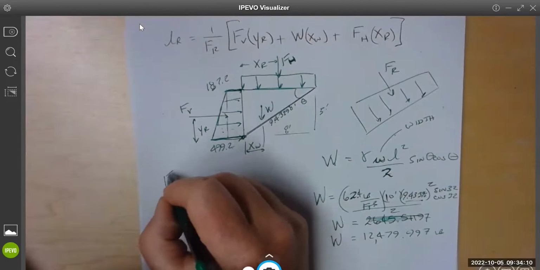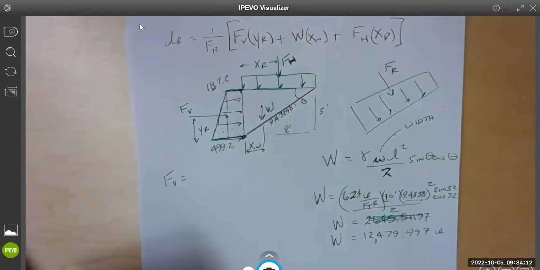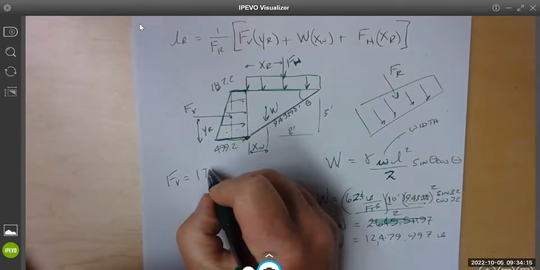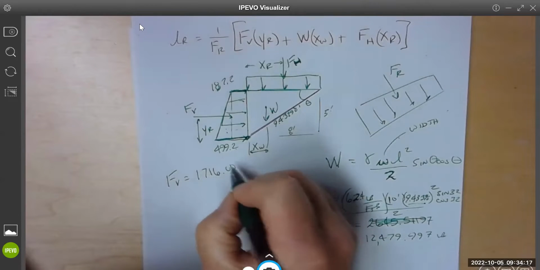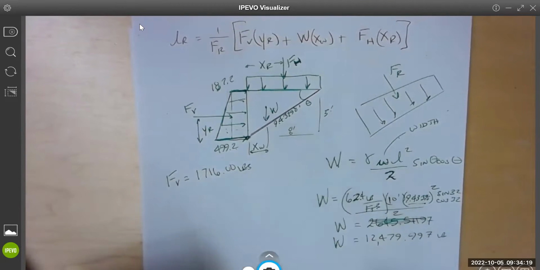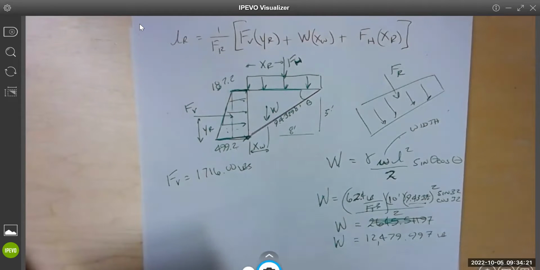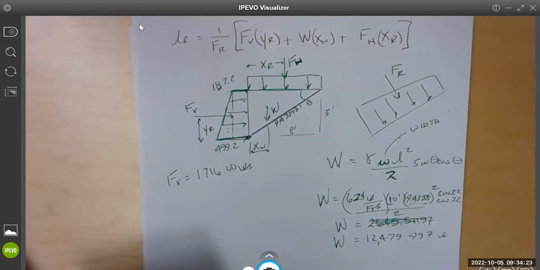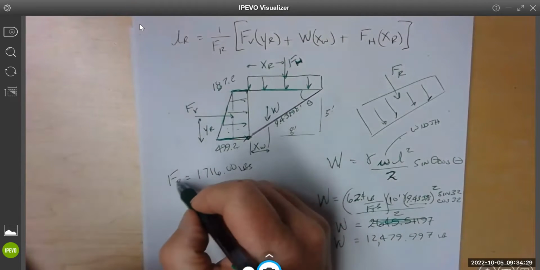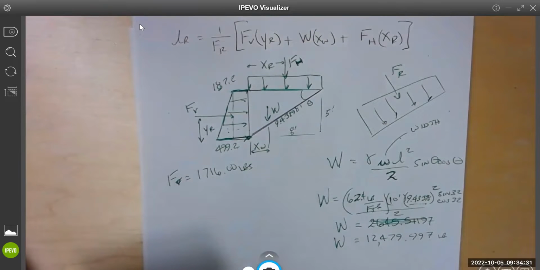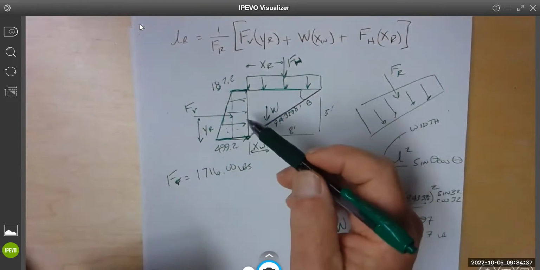So what do you get for F sub V? Oh, that's just the area. We're doing the rectangle triangle thing. So that's not F sub V. I think I need to multiply by 10 to get F sub V. So that would be good for the rectangle.